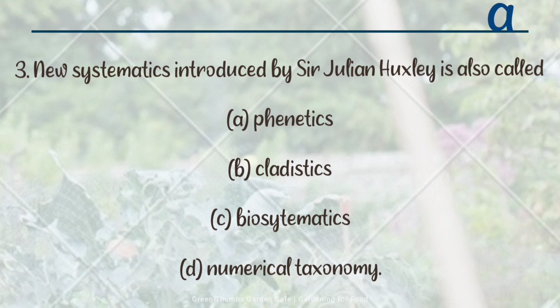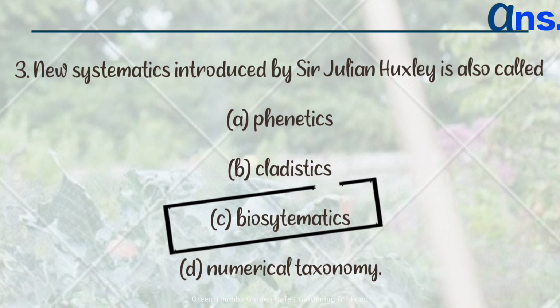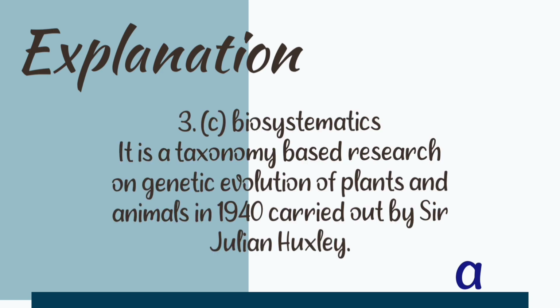3. New systematics introduced by Sir Julian Huxley is also called: A. Phonetics, B. Cladistics, C. Biosystematics, D. Numerical taxonomy. And the answer is C. Biosystematics. Explanation 3. C. Biosystematics. It is a taxonomy based on research on genetic evolution of plants and animals in 1940 carried out by Sir Julian Huxley.